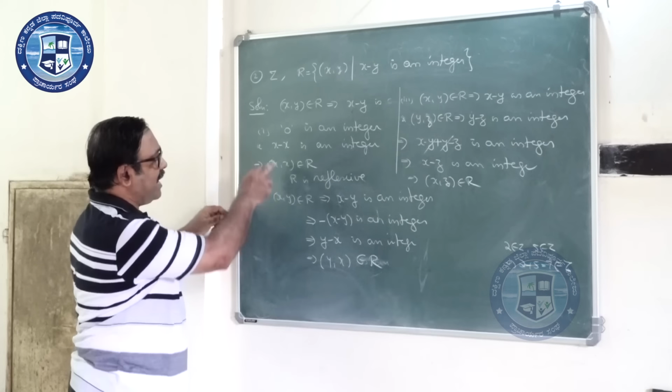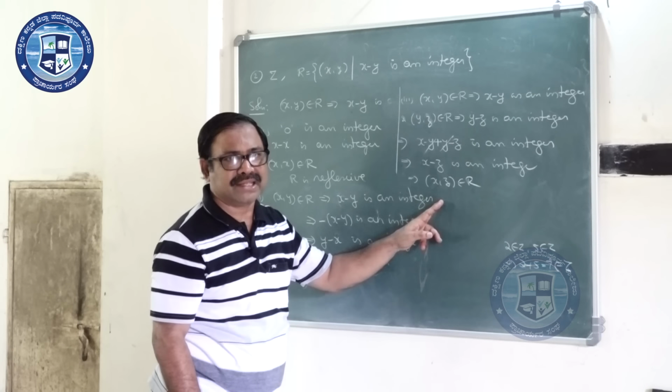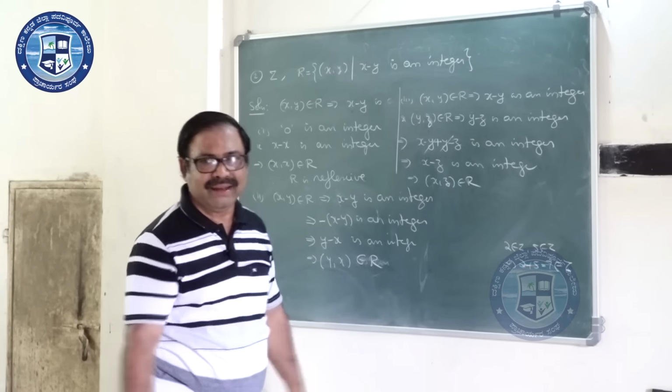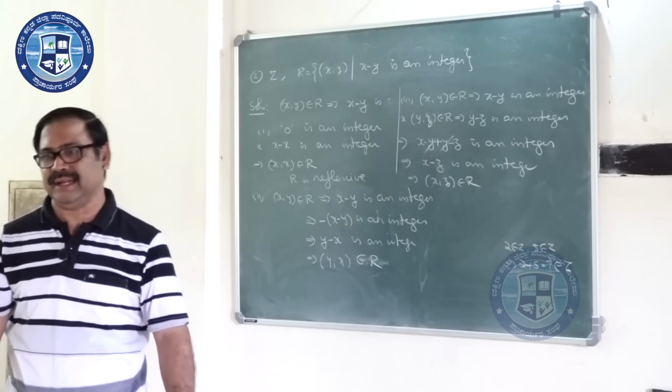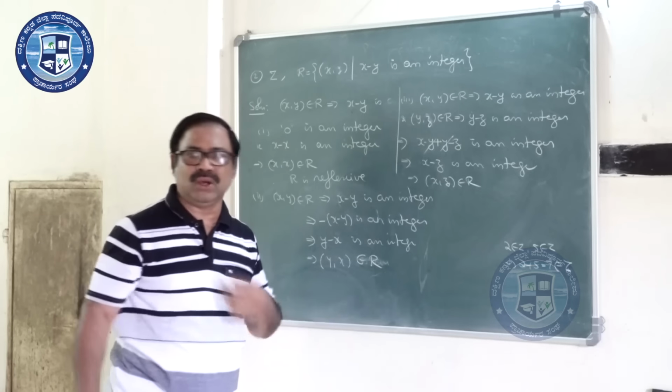So I have verified R is reflexive, R is symmetric, and R is transitive. Hence R is an equivalence relation. Okay? Understood the point? R is an equivalence relation.